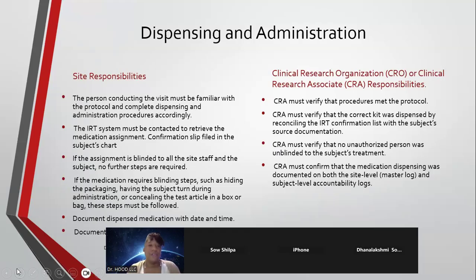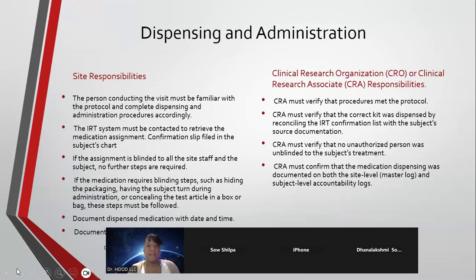We have to make sure that we use the IRT system to dispense the drug, and we retain that confirmation slip. That confirmation slip is going to have a timestamp of when we entered the data into the system, what that assignment was, and the date of that visit. So if this is supposed to be visit 5, that confirmation letter should indicate that that's visit 5.